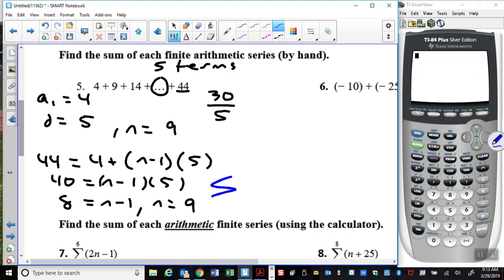Sigma, n goes from 1 to 9, and my rule is 4 plus n minus 1 times 5.